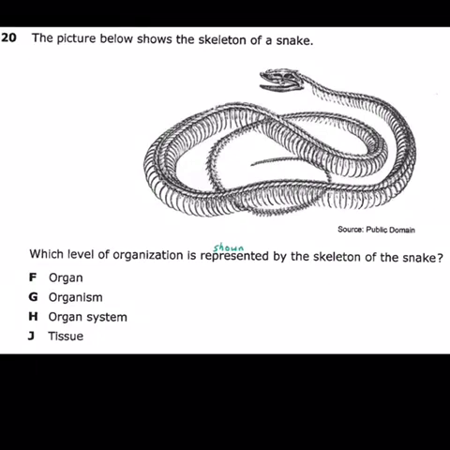Question 20. The picture below shows the skeleton of a snake. Which level of organization is represented or shown by the skeleton of the snake? F. Organ. G. Organism. H. Organ system. J. Tissue.